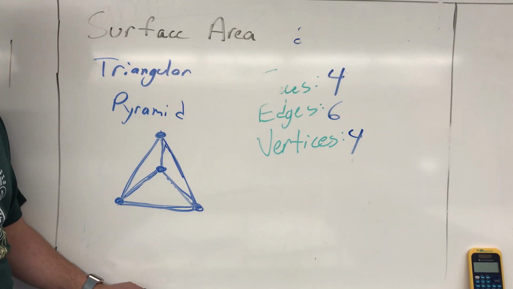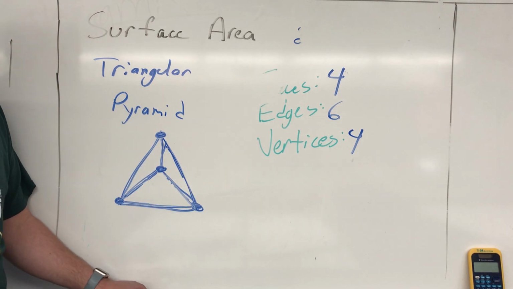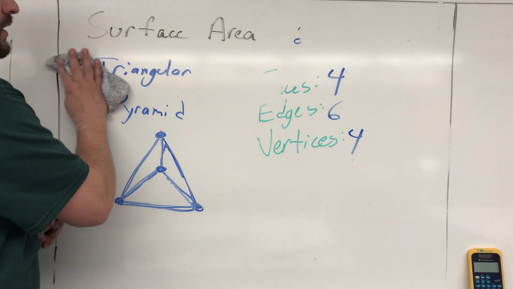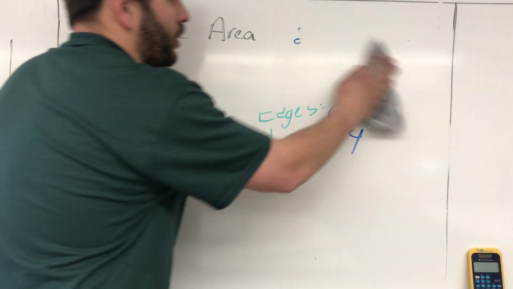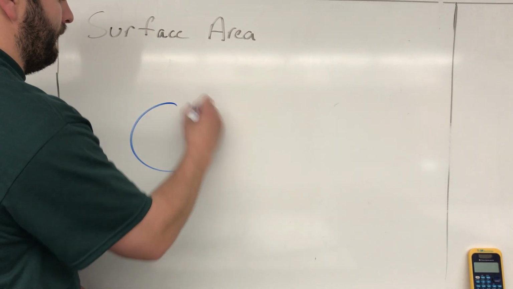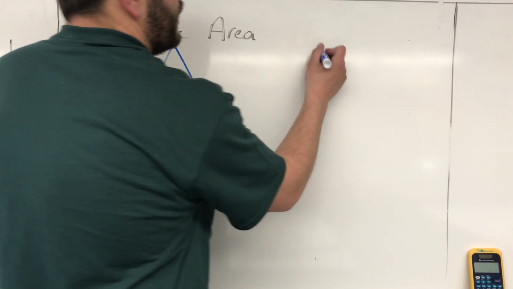Triangular pyramids, all over the place. Again, bottom is a triangle, and it goes up into a pyramid. I'm actually not going to go over cones. I'll draw a quick version of it. I just want to show us what a cone would look like. Okay, cone, circle, comes up to a point, and then a cylinder is my other one.